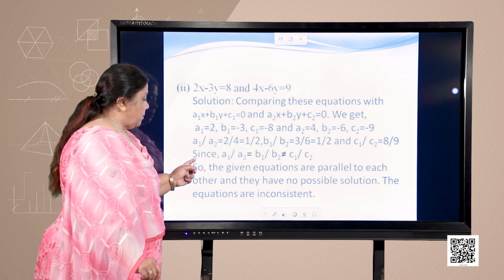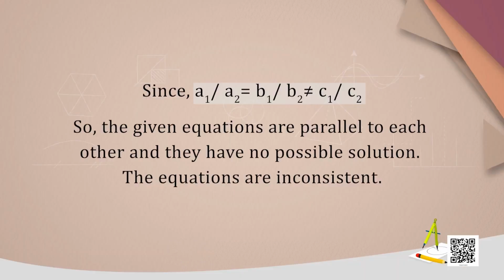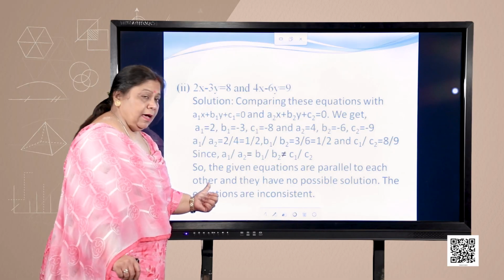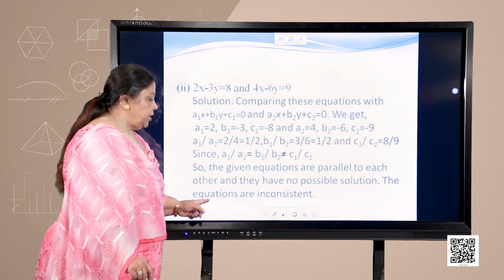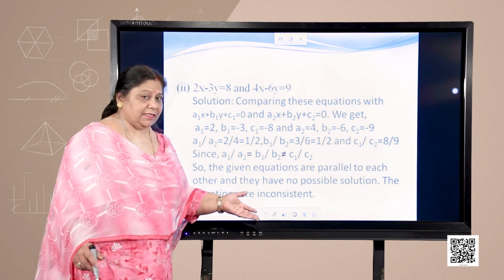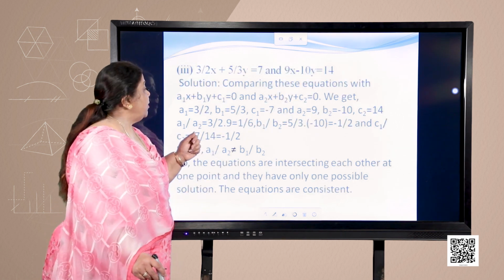That means a1 upon a2 is equal to b1 upon b2, which is not equal to c1 upon c2. So, the given equations are parallel to each other and they have no possible solution. So, the equations are said to be inconsistent. Let us see the next one.